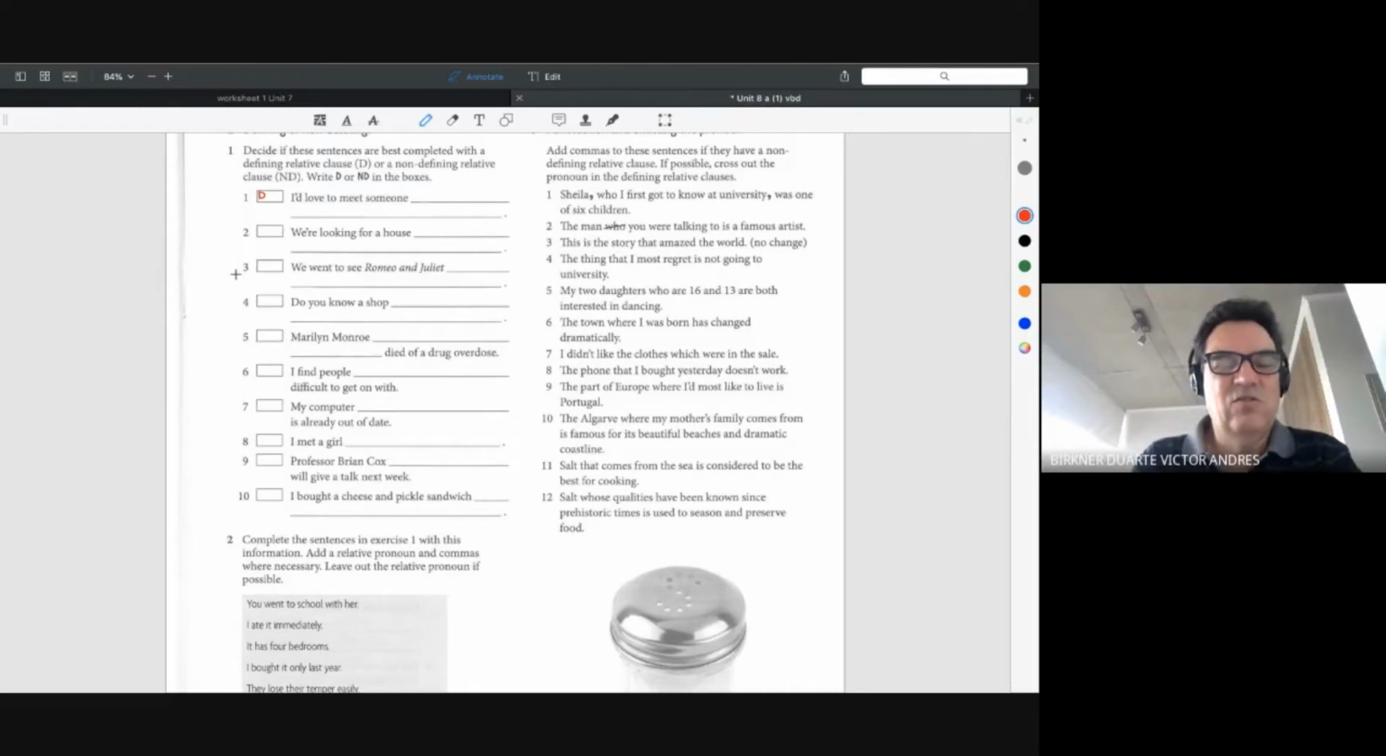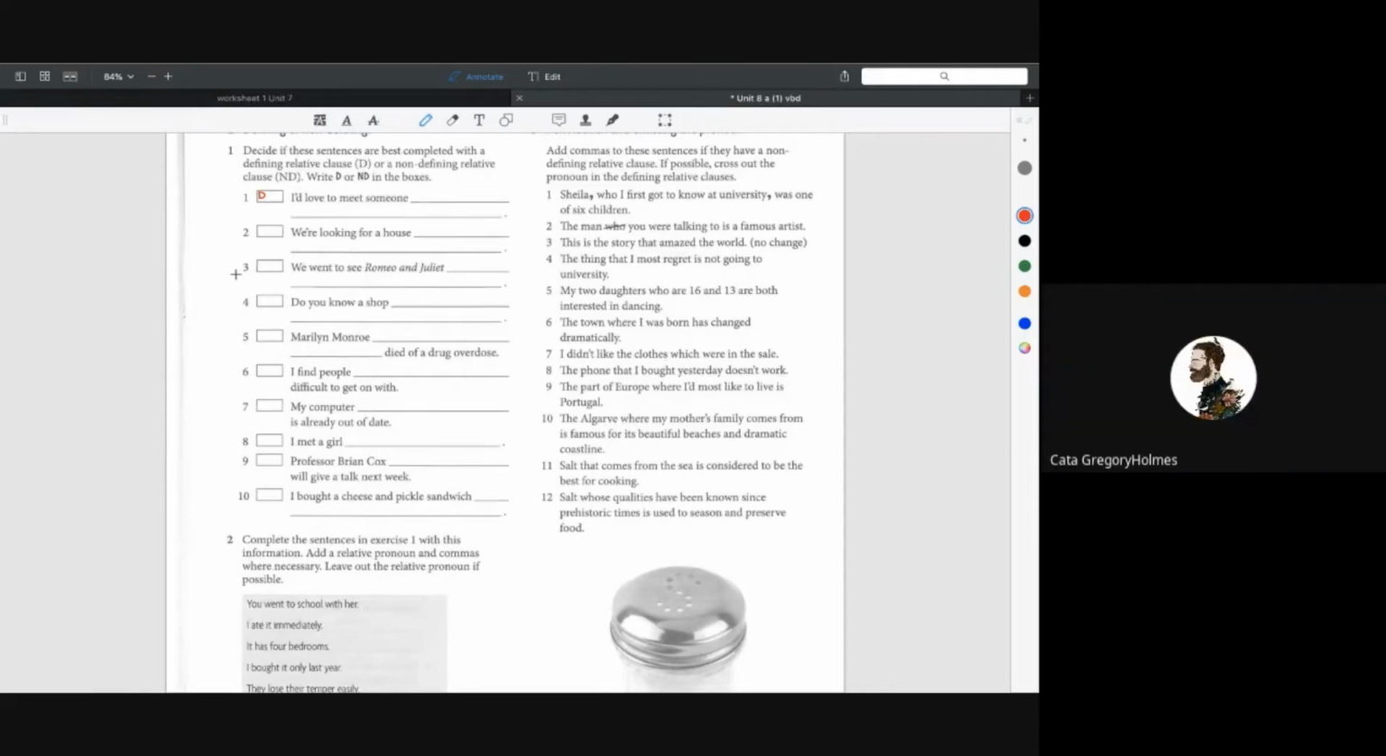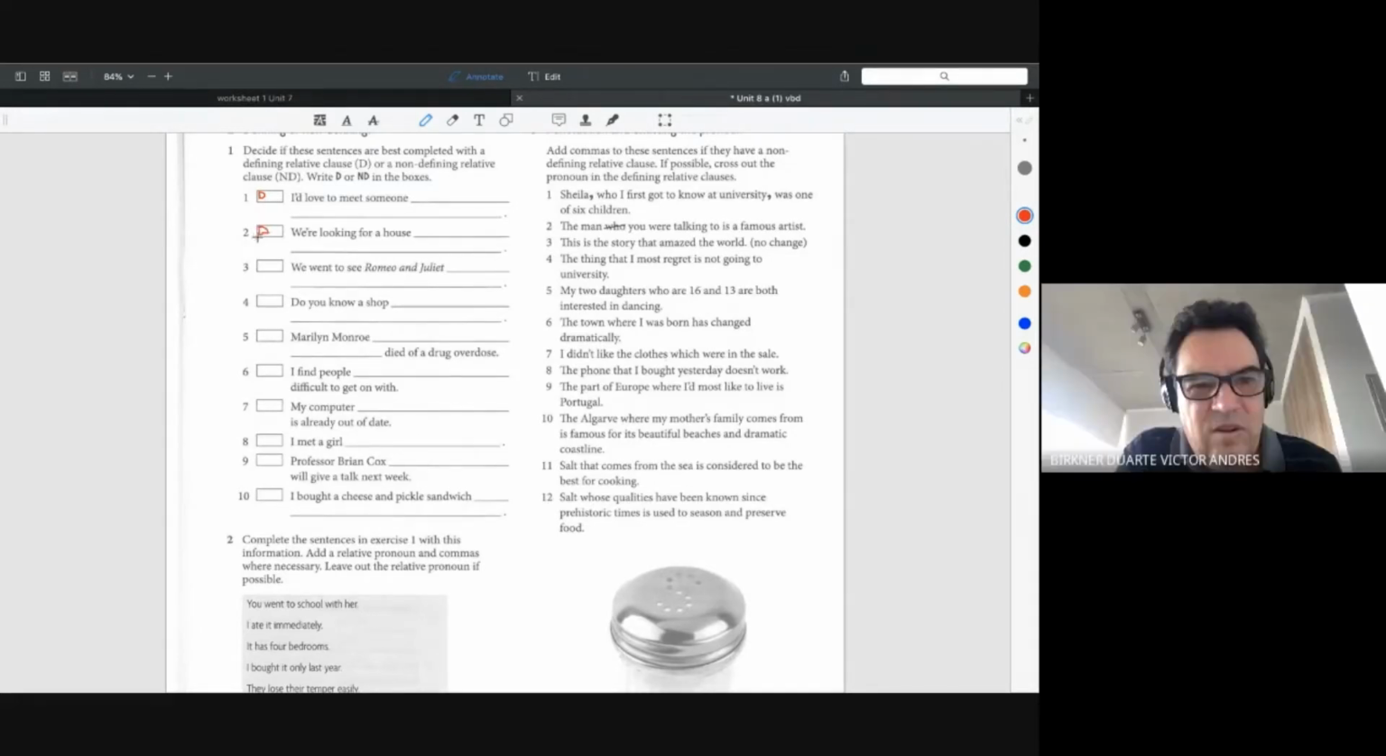Okay, let's move on then to number 2. We are looking for a house. Is that a defining or a non-defining relative clause? What do you think? I think it's defining. I feel like from 1 to 4 are defining because they don't have another sentence after. All right. So number 2 is defining as well, according to your opinion. If someone else thinks differently, just speak up, please.